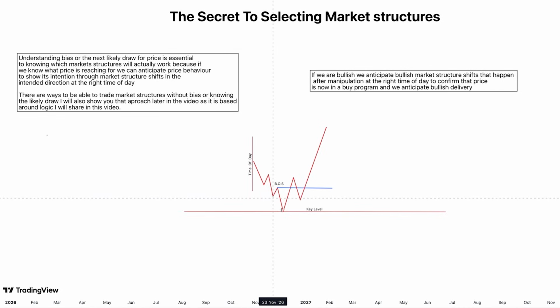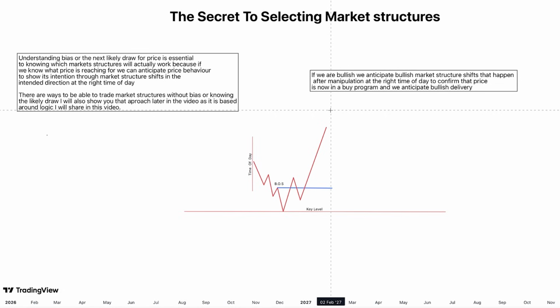So we saw price trade into a key level and then move away from it, breaking market structure. That's the confirmation that price is now stepping into its buy program and is ready to start delivering on the buy side. And that's it. That's all we're doing, guys. We're just waiting for the right time of day, waiting for price to go into a key level, and waiting to see a reaction away from that key level. Once we see that reaction, we're waiting to see price break structure in the true intended direction, because that confirms that price is stepping into the distribution phase. That is it to trading market structure.